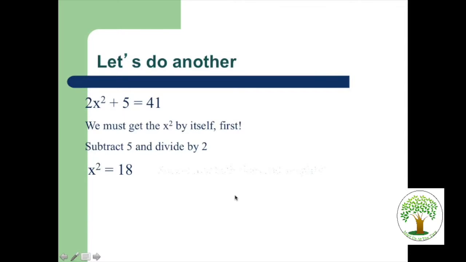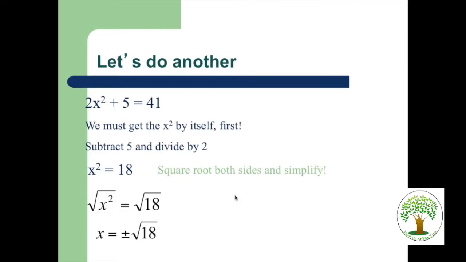We're not quite done because we now need to find out what just plain old x is and not x squared. How am I going to get the squared off? Square root both sides. Now, when I do that, I'm going to get plus or minus the square root of 18. Is there a perfect square root? Can I simplify it though? Yeah, it can be simplified.